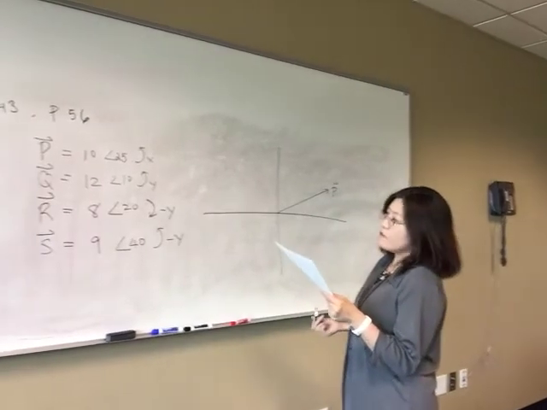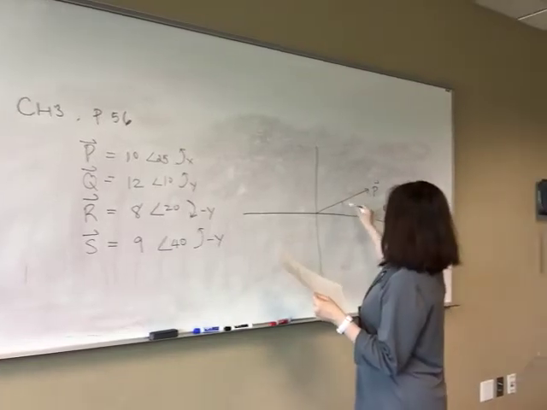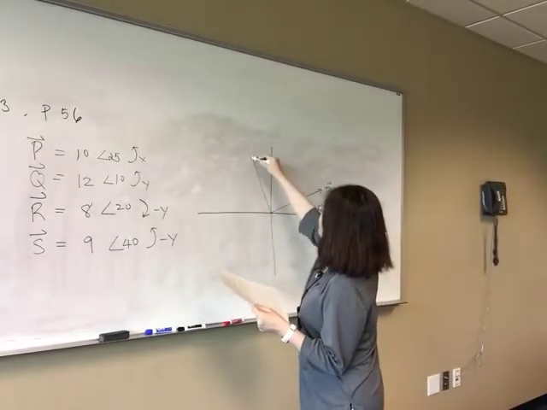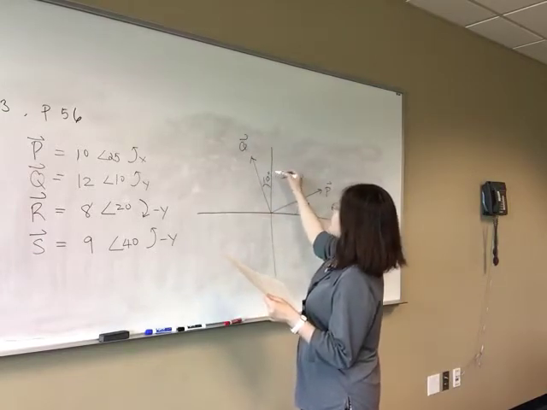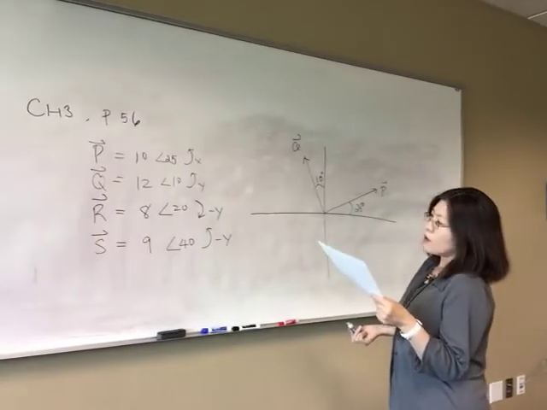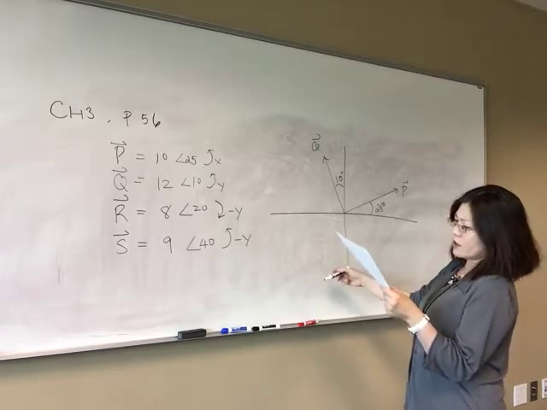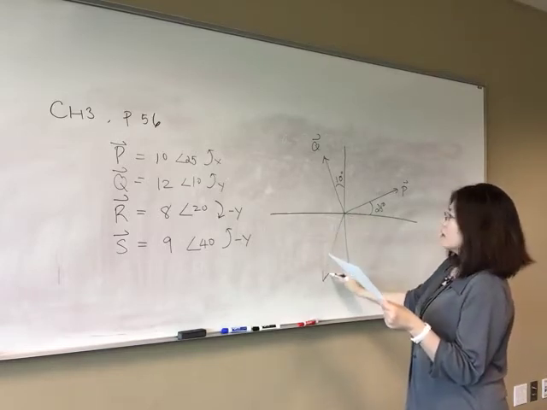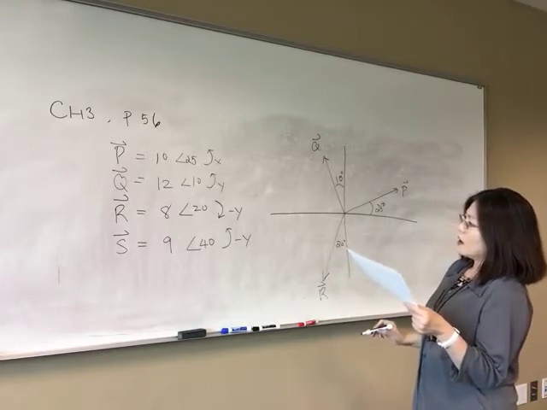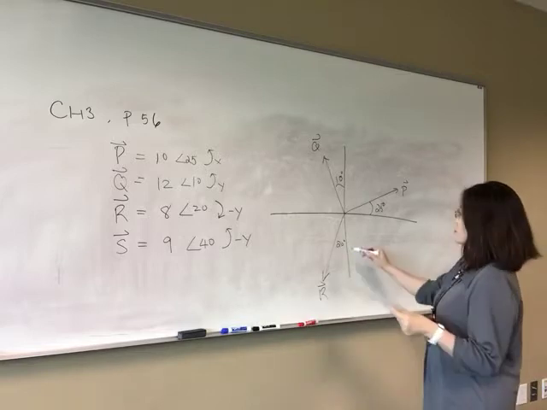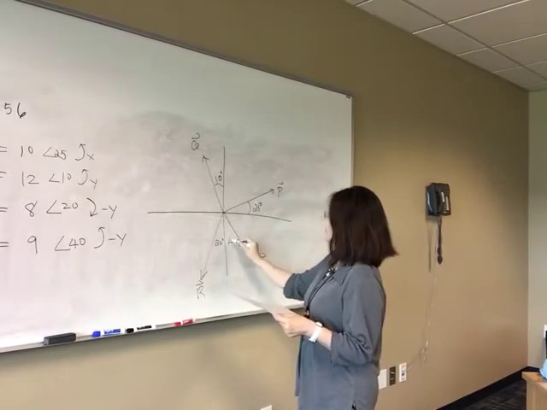And then your vector Q, that's from positive Y and then 10 degrees. So this is your 25 here, and this is your Q, 10 degrees from the positive Y-axis. And then your R is from negative Y and then clockwise. So this will be right here. This is your R, and this is your 20 degrees. And then your S is counterclockwise 40 degrees. So this is your S, and that's 40 degrees.